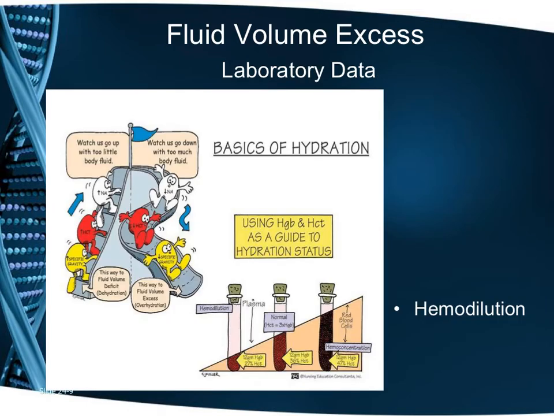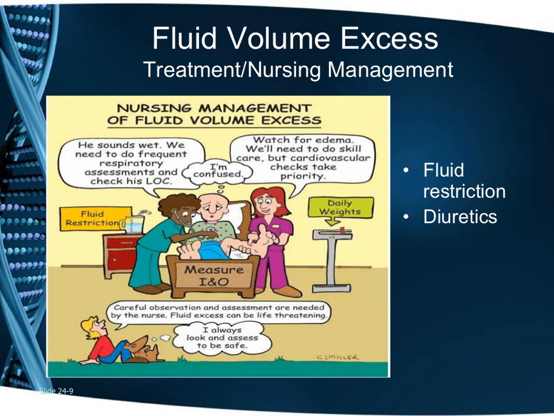In fluid volume excess, the hematocrit may be decreased because of hemodilution. The serum sodium and serum osmolarity will be decreased if hypervolemia occurs as a result of excessive water retention. Treatment of fluid volume excess is directed towards sodium and fluid restriction, administration of diuretics, and treatment of the underlying cause. Nursing interventions include monitoring vital signs, weight, edema, diet, lung sounds, and urine output.